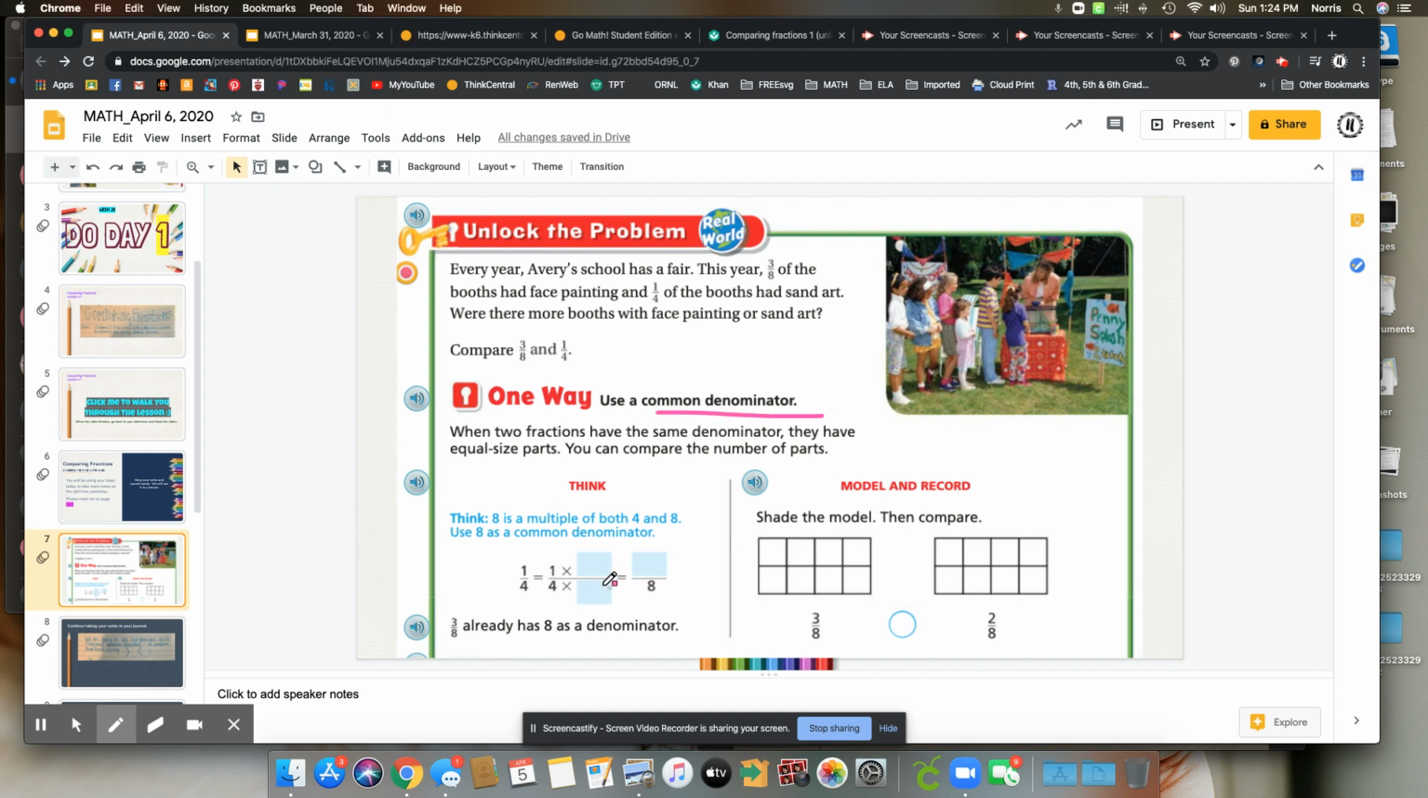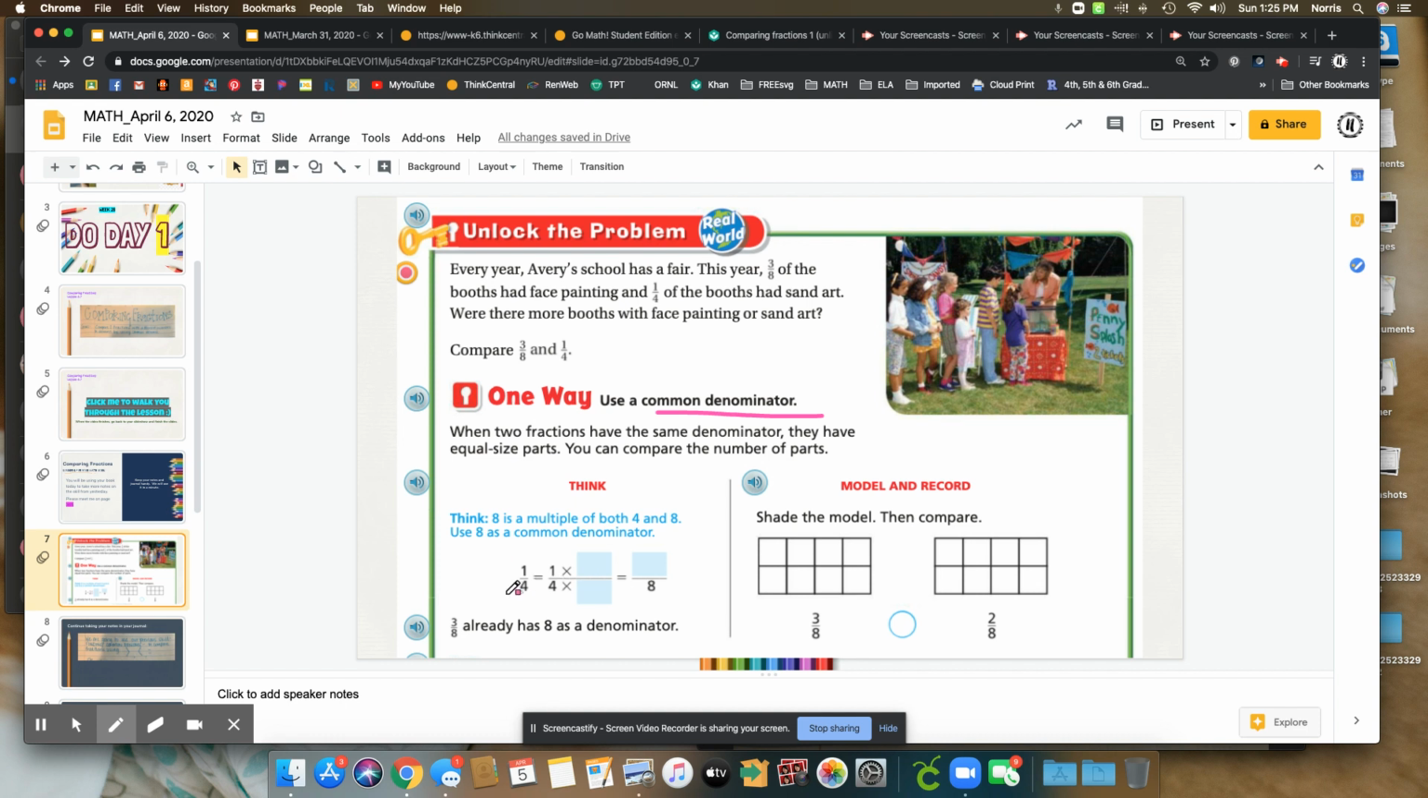denominator. Okay, so they've listed out the multiples. They've kind of already seen this and they said, okay, well, I know that when I list the multiples of 4, I'm going to get 8. This is a little difficult. Bear with me. So 8 is already the denominator of 3/8. So we're going to use that and make an equivalent fraction.